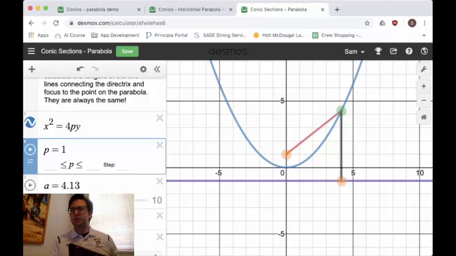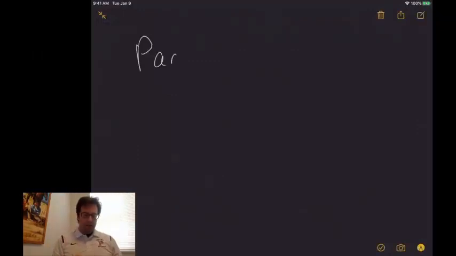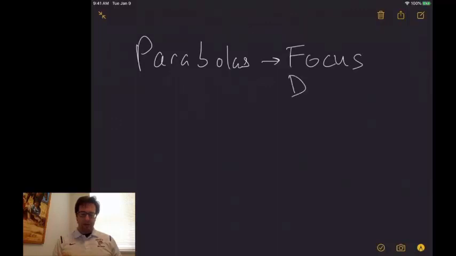So I'm going to switch over to my iPad. We'll do a little math. All right. So we're looking at parabolas, and specifically we're learning about our focus and directrix.